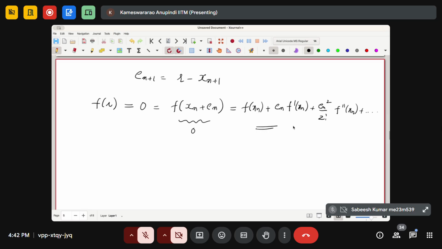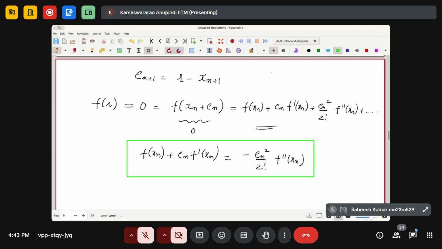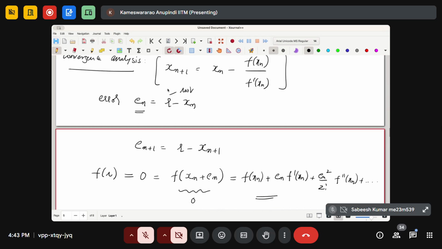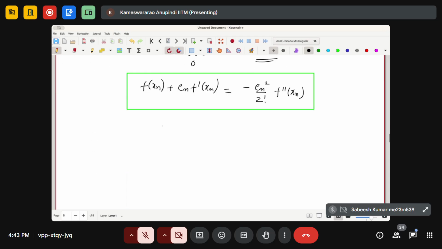That means I can write that f of x_n plus e_n f prime x_n equals minus e_n squared by 2 factorial f double prime x_n, right? So this is one result I have. Then I'll go back to my definition, x_{n+1} equals x_n minus f of x_n by f prime x_n.